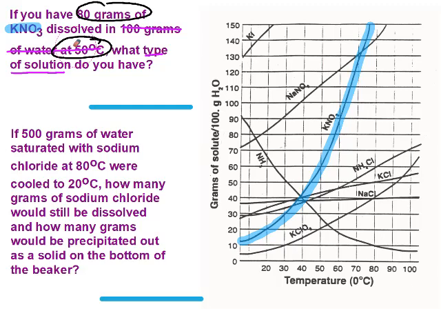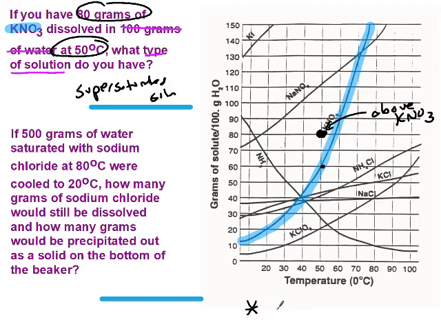So we're going to find 50 degrees Celsius, and we're going to find 80 grams, and we're going to put a dot there. Notice that that dot is above the line we're talking about, which means we've dissolved more than we should have. We should have only been able to dissolve 60 grams, but we've dissolved 80 grams. So this is a supersaturated solution.